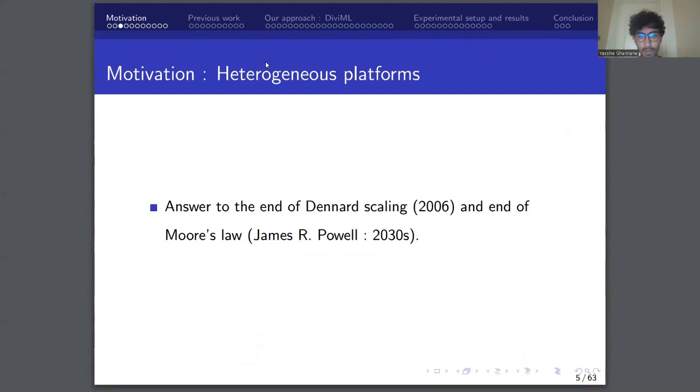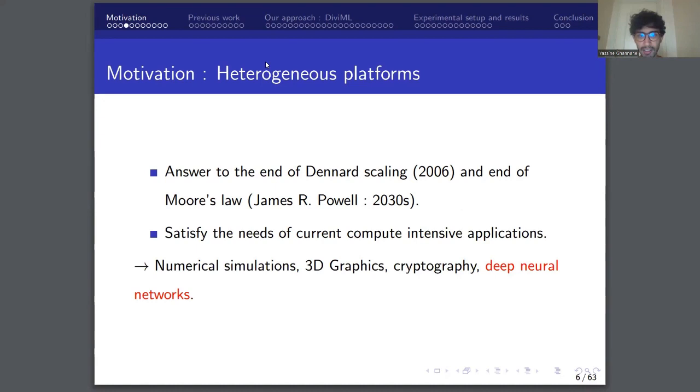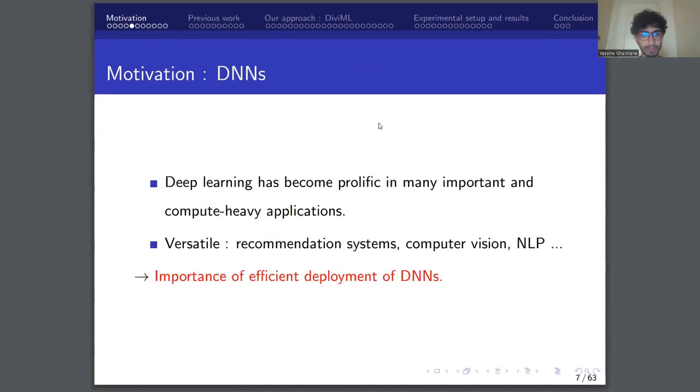This can be seen as an answer to the end of linear scaling and the expected end of Moore's law that allowed us to get an exponential increase in compute power per unit of energy throughout time. And while getting additional compute power is becoming more and more difficult, we are developing applications that are more compute heavy, whether it be numerical simulations, 3D graphics with real-time rendering, cryptography, and other kinds. And the crown jewel in our case is deep neural networks.